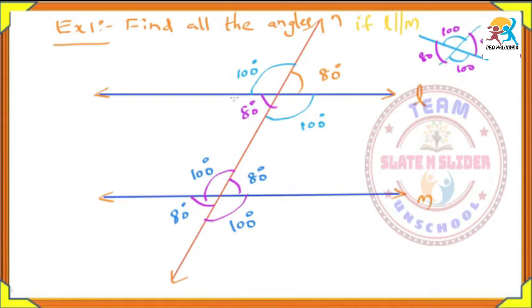And now we will check all the angles: alternate interior angles, alternate exterior angles, corresponding angles, and the sum of the interior or exterior angles on the same side of the transversal is 180. We will check all these here. First one, alternate interior angles are equal. So when L and M are parallel, alternate interior angles means this 80, this 80, both are equal.